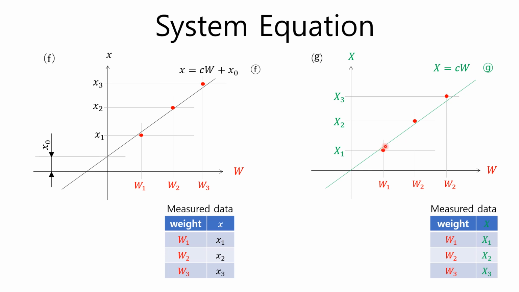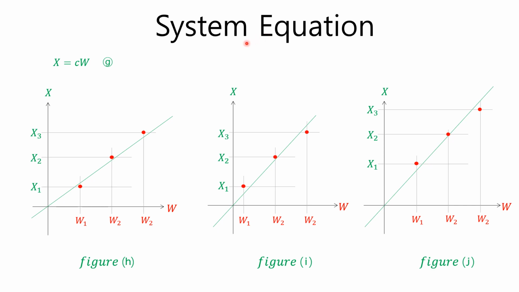Here, one thing to note is that although using equation g makes the calculation simpler, if the measurement error is severe, there is a possibility that the slope c may be calculated incorrectly. Let's find out why. When using the equation g that passes through the origin, if the measurement error is small, the slope c of a straight line passing closely through the three measurement points can be obtained by curve fitting using the least squares regression as shown in figure H.